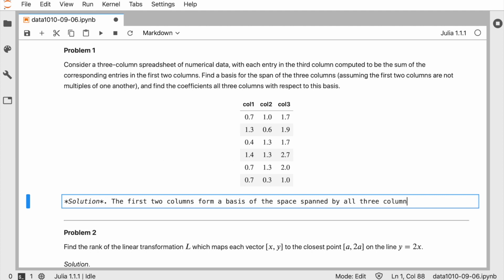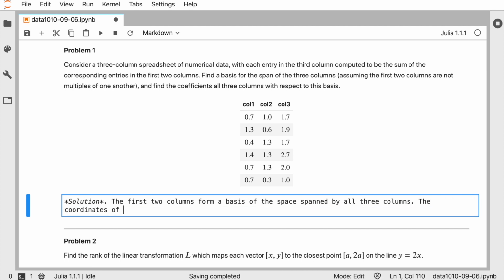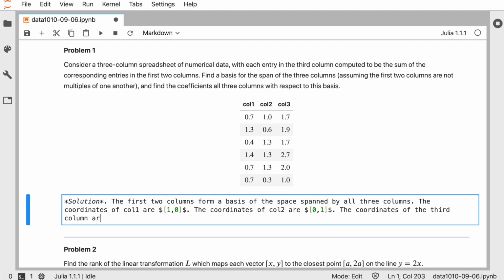To say what the coefficients of the 3 columns are with respect to this basis, we just need to say how many of each of the first 2 columns to use in a linear combination to achieve that particular column. So for example, the coordinates of the first column are 1, 0, because we should use 1 of the first column and 0 of the second column if we want to make the first column. Similarly, the coordinates of the second column are 0, 1, and the coordinates of the third column are going to be 1, 1, because we need 1 of the first column and 1 of the second column to make the third column.